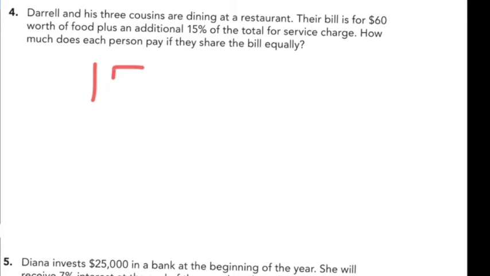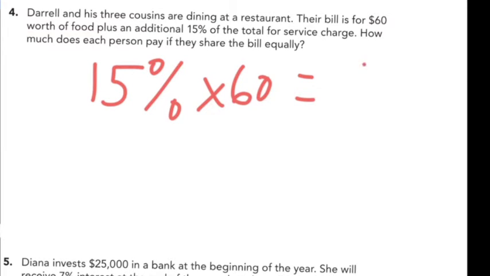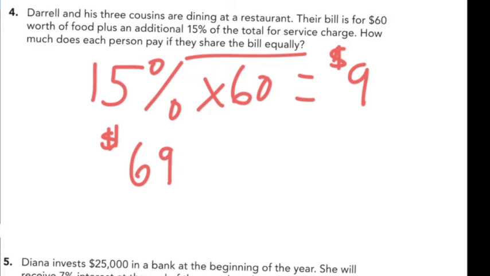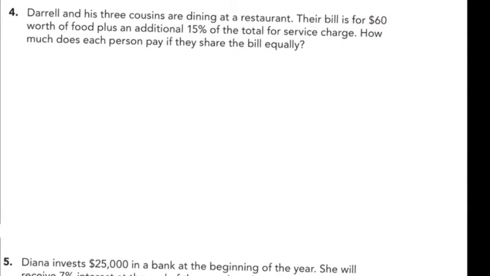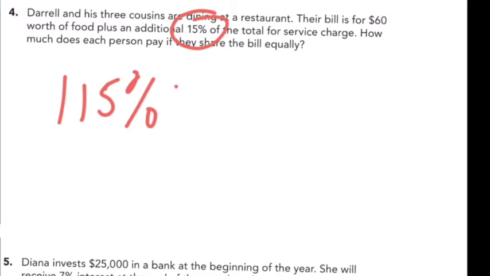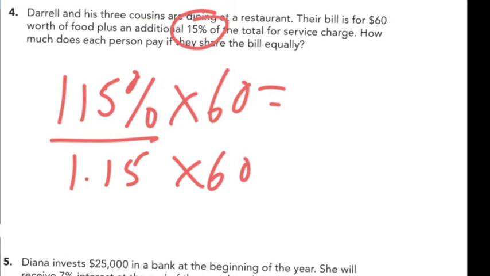Let's figure out how much the tip is: 15% times the bill, which is 60, and that's going to give you $9. But that's just for the tip. So what you would need to do is add the 60 plus the 9, and that would give you the total. So that's $69 for the whole bill. They share equally, and we know that share equally means to divide, so you would divide by 4. The other way to do it a little bit quicker, like what we talked about in class, is you can take 115% times 60. 115% is 1.15 times 60, and right away you're going to get 69 as your answer. So you didn't have to add that 9 to the 60.